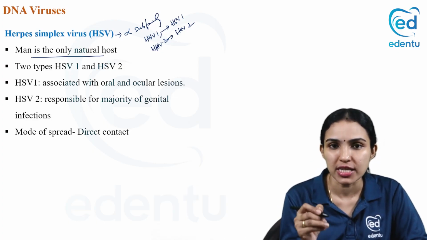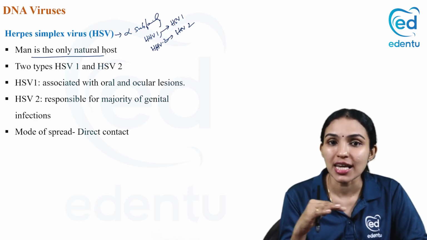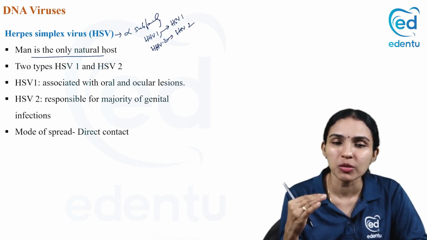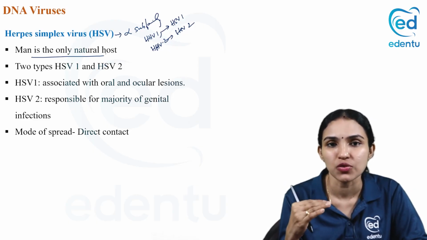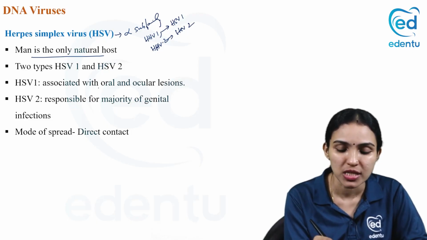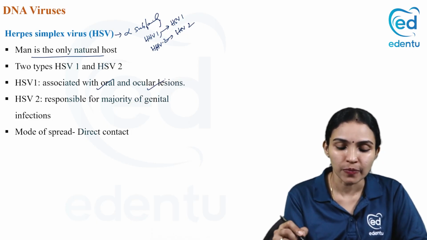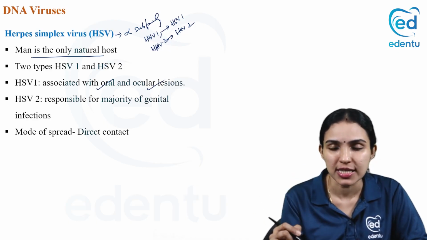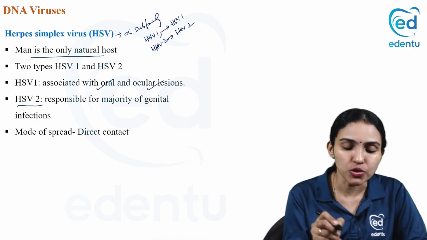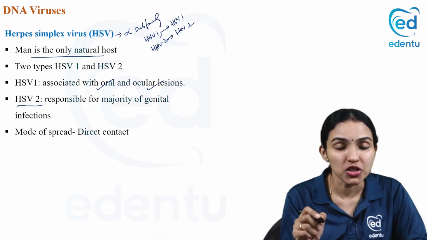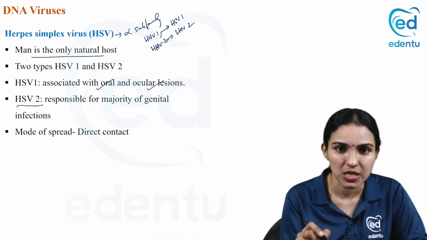HSV1 is usually associated with lesions in the upper part of the body. You can remember it like that. HSV1 mostly concentrates on the upper part of the body, so it can cause skin lesions on the upper part, oral lesions, and ocular lesions. It can also cause encephalitis affecting the brain. And HSV2 is responsible for the majority of the genital infections caused by herpes simplex virus.